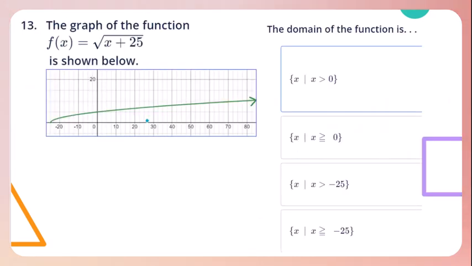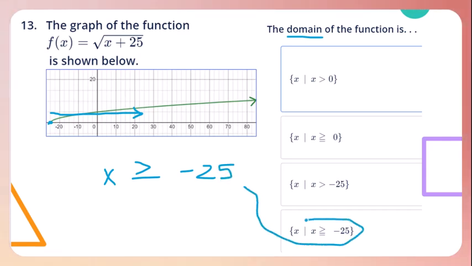All right, question number 13. We have the graph of f of x equals the square root of x plus 25. Now we want the domain, so we're looking at our x values. Our x values start at, it looks like, let me see, 0, 10, 20, that looks like negative 25. And we're going in this direction, so we're getting bigger. So x is greater than or equal to negative 25. And it looks like this choice right here, the way it's written in set notation.